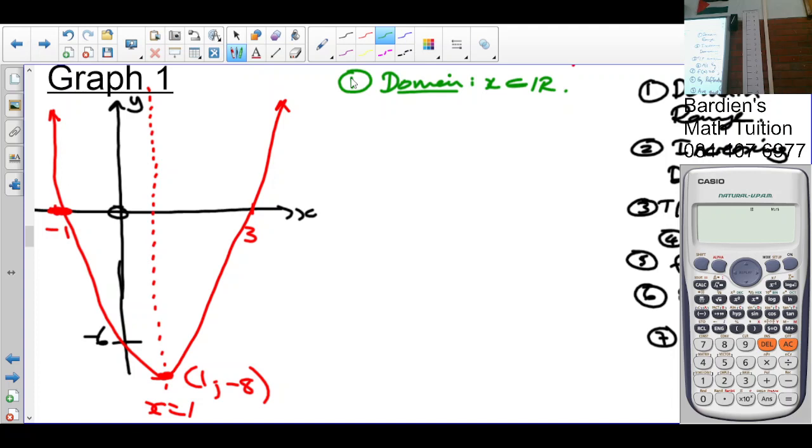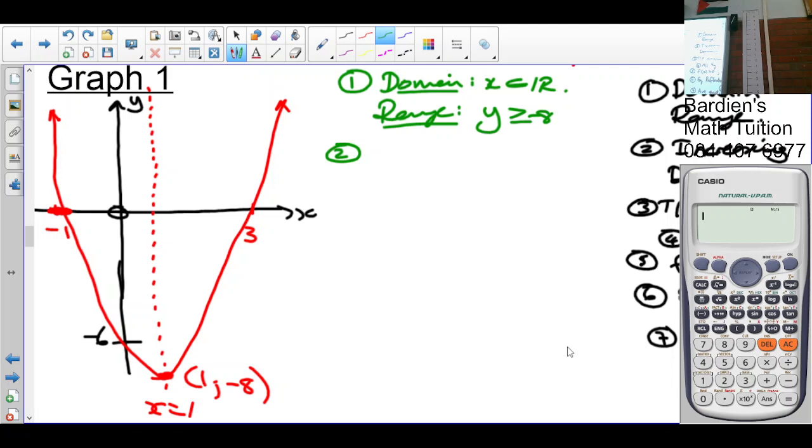What's the range? The range is all possible y values. Does this graph exist at negative infinity? No. Where does it start existing at? Negative 8 onwards, not so. So what do we say for that? y must be more than or equal to negative 8. You all agree with that?